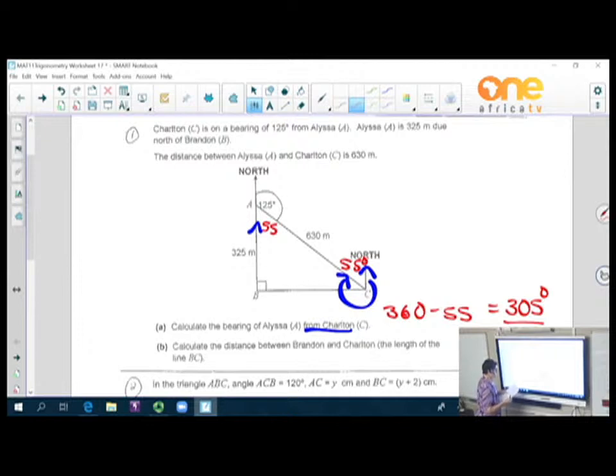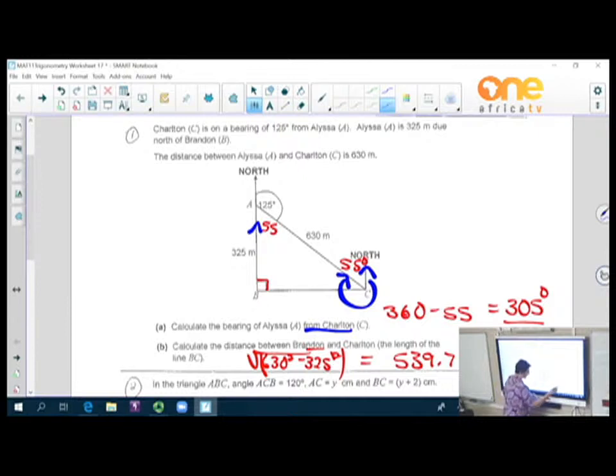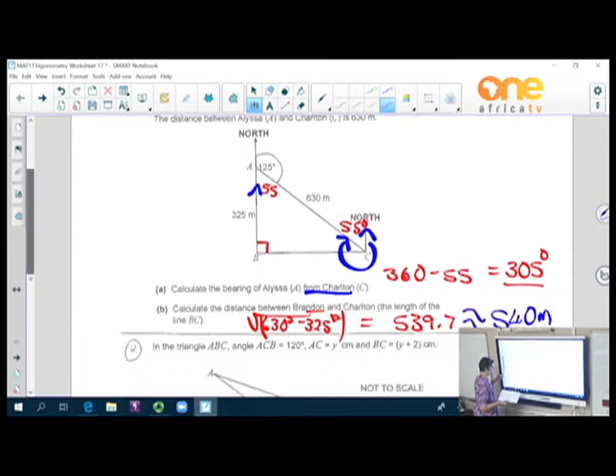Then they say calculate the distance between Brandon and Charlton, the length of BC. So this is a right angle triangle. We first always look if it is a right angle triangle or not. And then we know that we can use Pythagoras here. So it will be 630 squared minus 325 squared. Remember, we use extra brackets around them. And my answer is 539.7. And then we can always round off to 3 significant figures, which makes it 540 meters. So this was bearings, but it was also a right angle triangle.